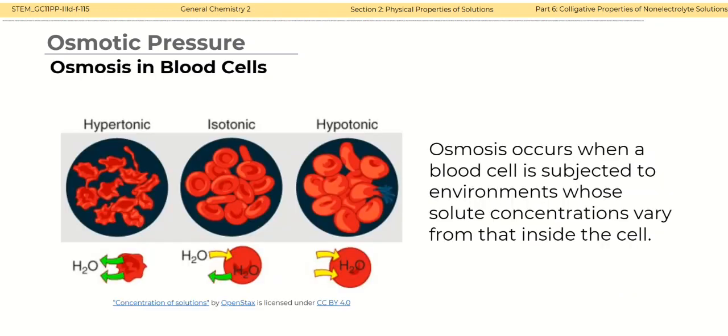Osmosis occurs when a blood cell is subjected to environments whose solute concentrations vary from that inside of the cell. In a hypertonic environment, solute concentration is greater outside the cell. The osmotic pressure is greater from the inside, so water goes out of the cell, causing it to shrink. In an isotonic environment, there is a balance between the solute concentration inside and outside of the cell. The osmotic pressure is equal inside and outside. In a hypotonic environment, the solute concentration is greater inside the cell. The osmotic pressure outside is greater, so water enters the cell, making it swell.